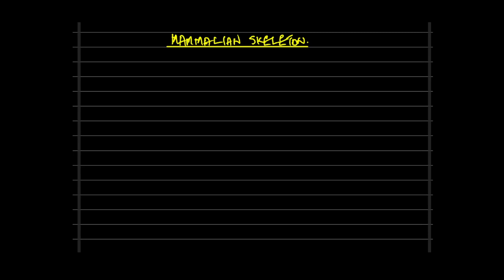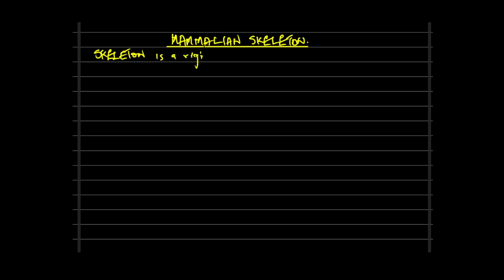So the skeleton, like we have said in the previous class, is a rigid framework that gives support, shape, protection, as well as rigidity to the body of an organism. We're talking about skeleton here. Skeleton, we said, is a rigid framework.